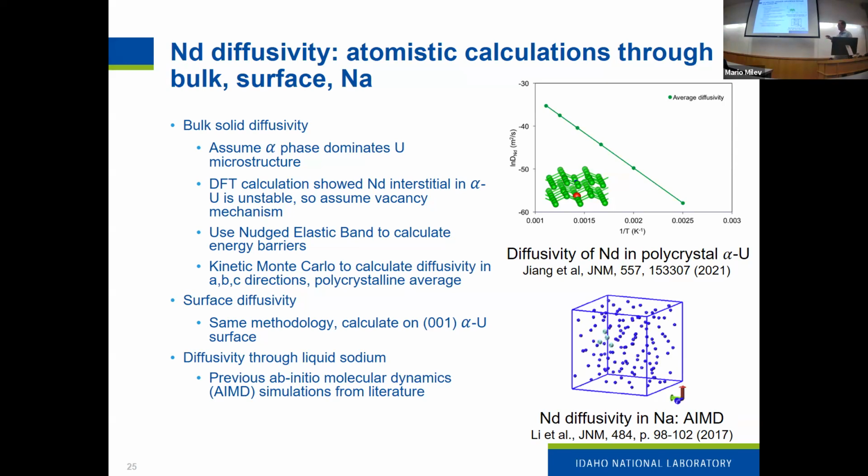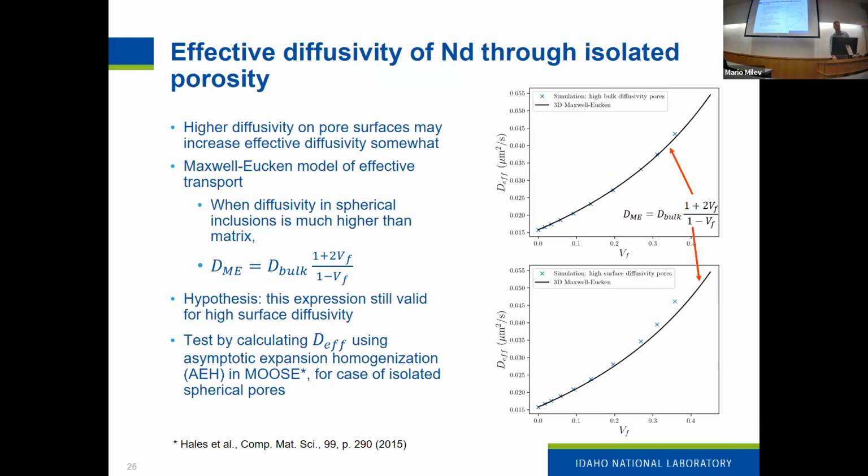And then with those energy barriers, he ran kinetic Monte Carlo calculations to get diffusivity in all three crystallographic directions. And then we did a polycrystalline average of those, which is what's actually shown up here. For the surface diffusivity, Chao applied the same methodology, but just applied it to a particular surface of the alpha U fuel. And then for the liquid sodium, we were able to take advantage of some previous calculations that were done in the literature using ab initio molecular dynamics.